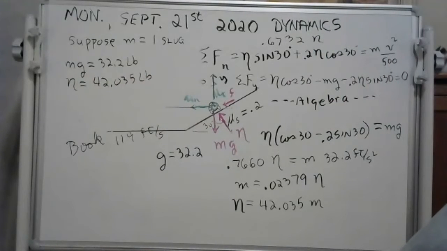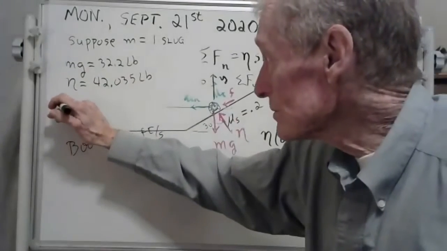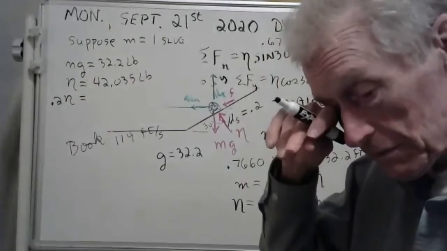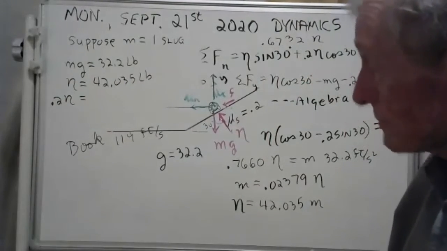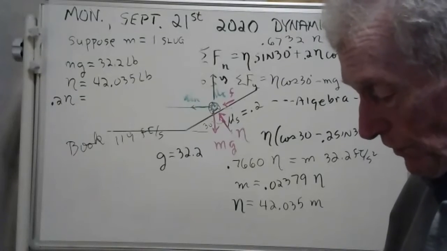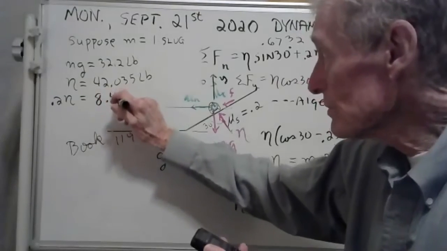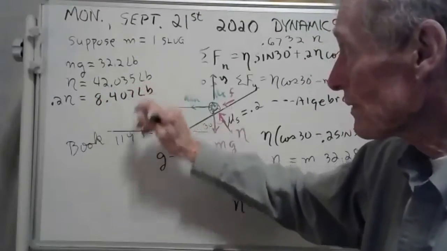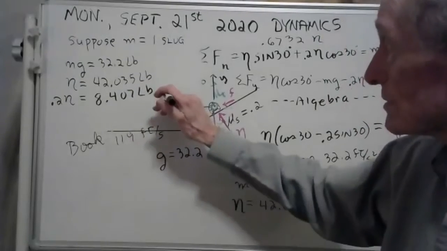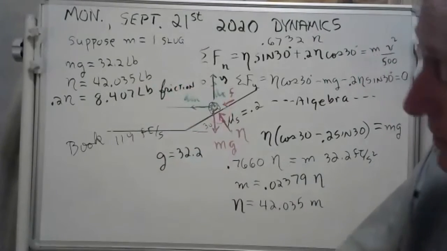And then the friction, well, you know how that goes. That's 0.2 times the normal, which would be 0.2 times 42.035. Ta-da! I'm getting 8.407 pounds. That's the friction. See, that's the friction. Okay.